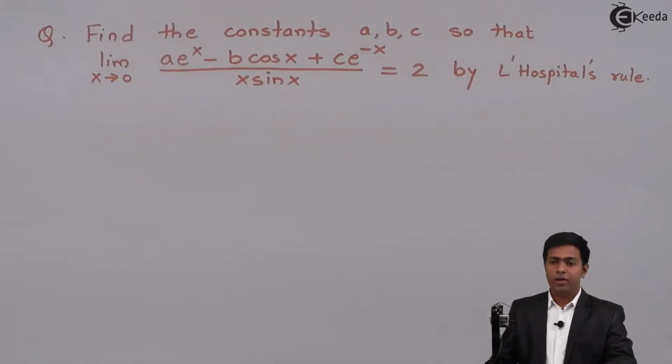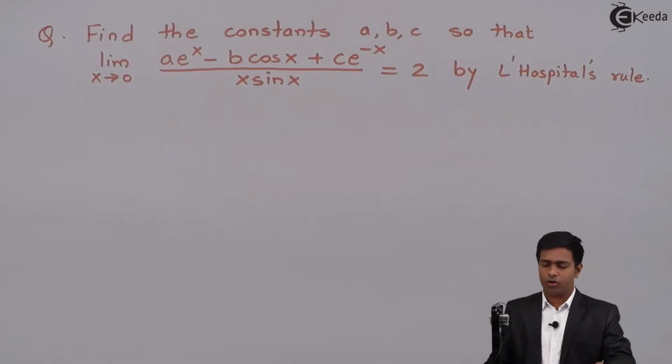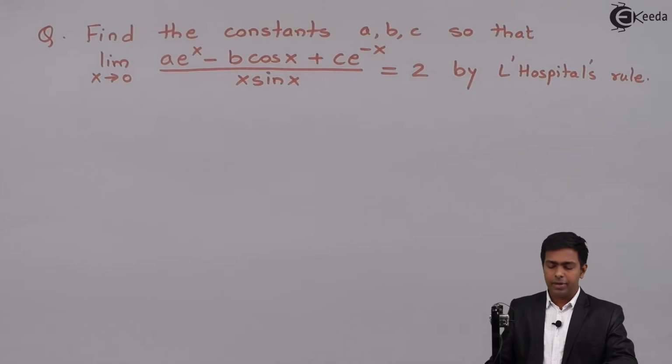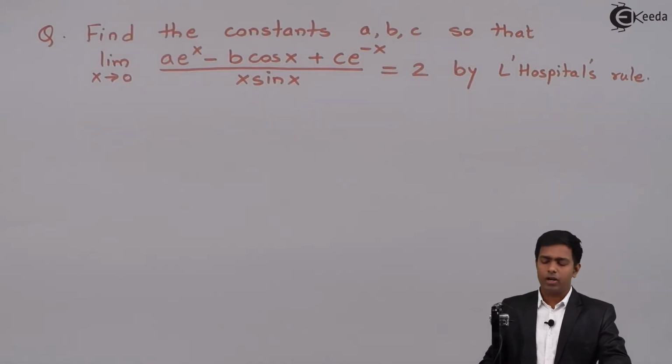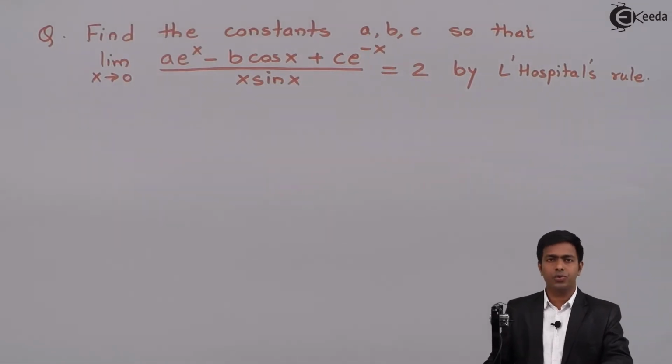Here in this problem, we have to find the values of the constants a, b and c such that the limit as x tends to 0 of (a e^x − b cos x + c e^(−x)) / (x sin x) is equal to 2. And here we have to apply L'Hopital's rule.